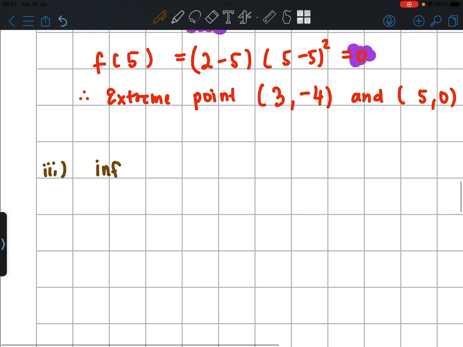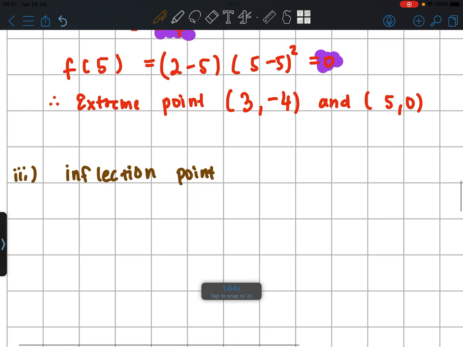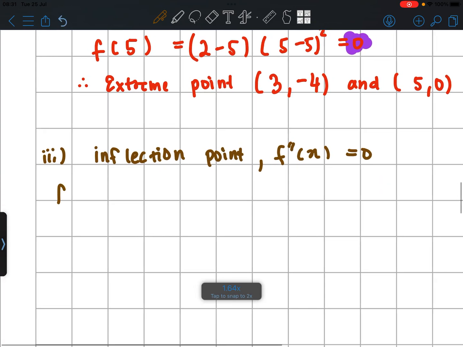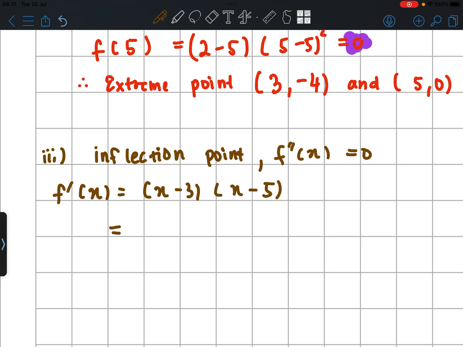So the inflection point occurs at f double prime x is 0. Because we know that our f prime x is x minus 3 times x minus 5, so we just expand this: x squared minus 5x minus 3x is 8x, plus 15.